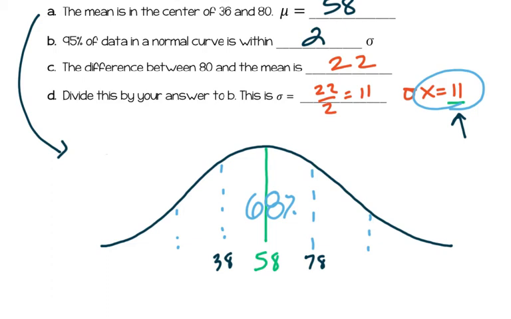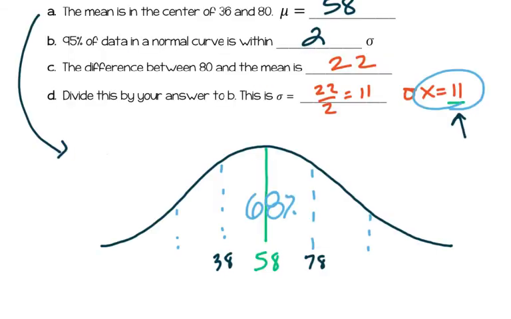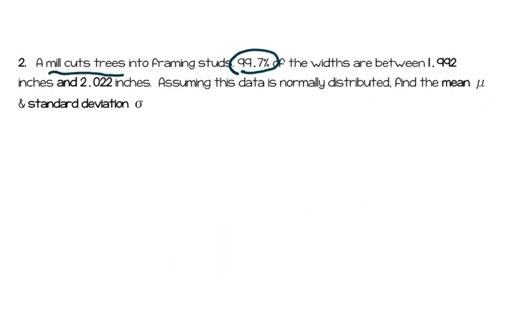Let's try another one. Number 2, a mill cuts trees. So this is a machine cutting framing studs. 99.7%. So how many standard deviations are we talking about? Go back and look. 99.7% is 3 standard deviations. So 99.7% of the widths are between 1.992 inches and 2.022 inches. Assuming this data is normally distributed, find the mean and the standard deviation.